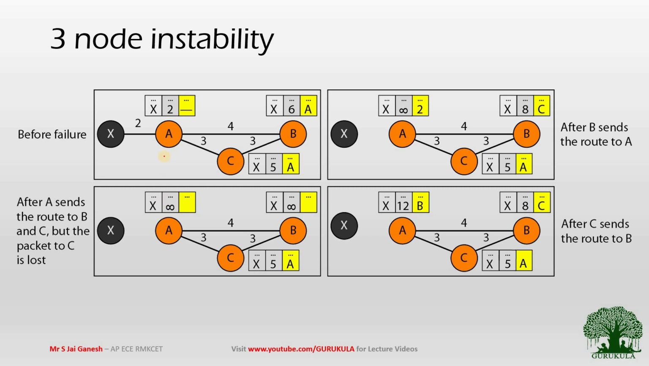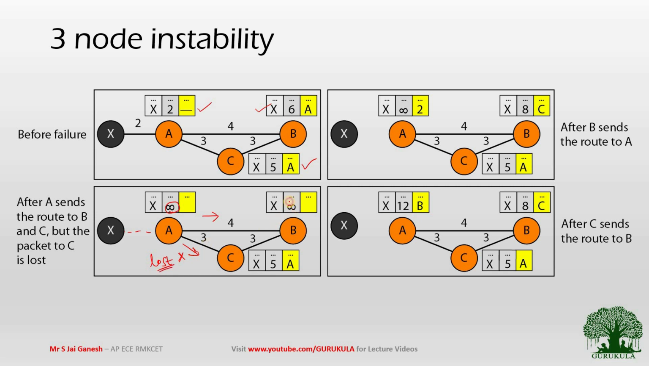So here in the three node instability problem, as you can see, the same scenario is maintained. We have represented only the partial table, not the complete table. Similarly, X lost its connection and this table has been updated over here. So X has become unreachable, and this updated table will be sent to both B and C. Now, due to some network problem, the update which is sent to C has not reached C. This packet has been lost.